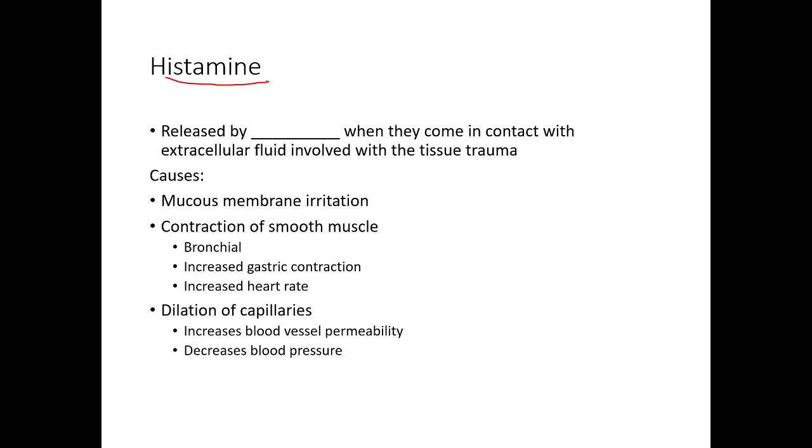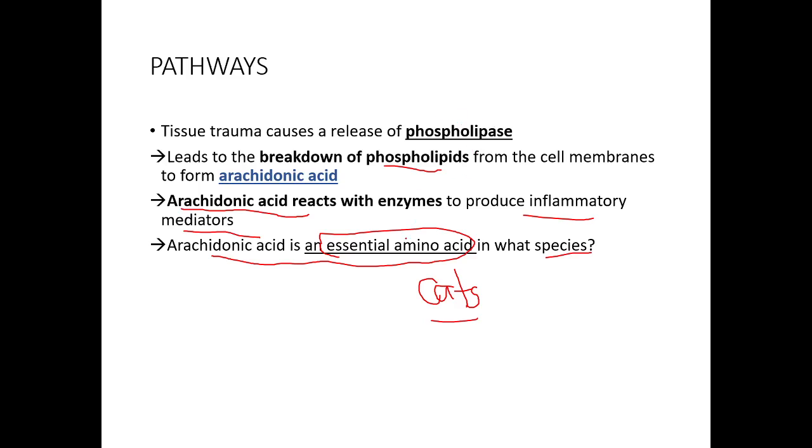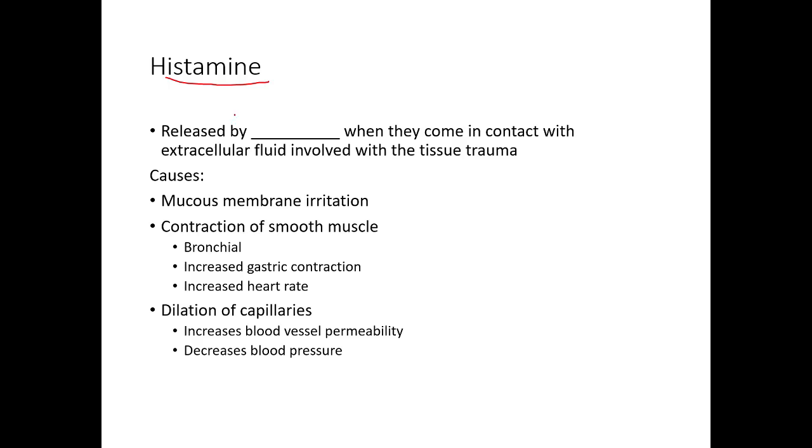Then we got histamine, so phospholipase producing arachidonic acid. Histamine release, it's released by what? Mast cells, right? When they come in contact with that extracellular fluid involved with the tissue trauma. It causes mucous membrane irritation, contraction of smooth muscle, so we'll get bronchial contraction, increased gastric contraction, increased heart rate. This increased gastric contraction might be vomiting, diarrhea. Bronchial, we might get difficulty breathing, increased heart rate.